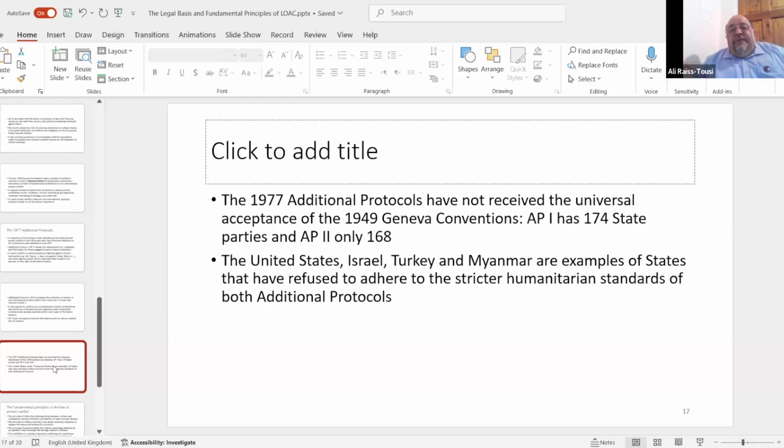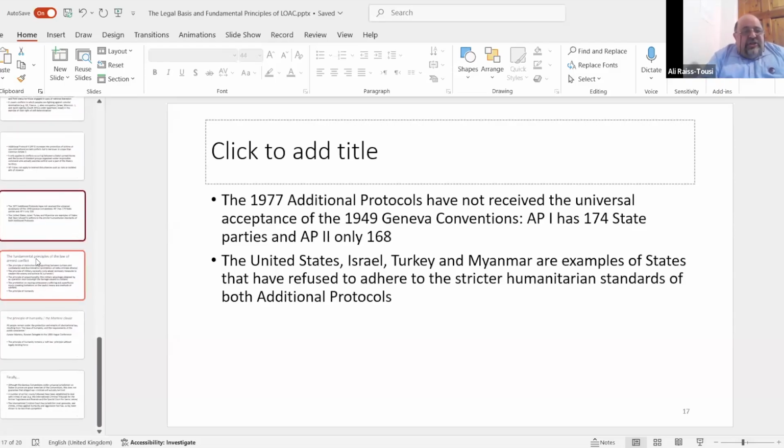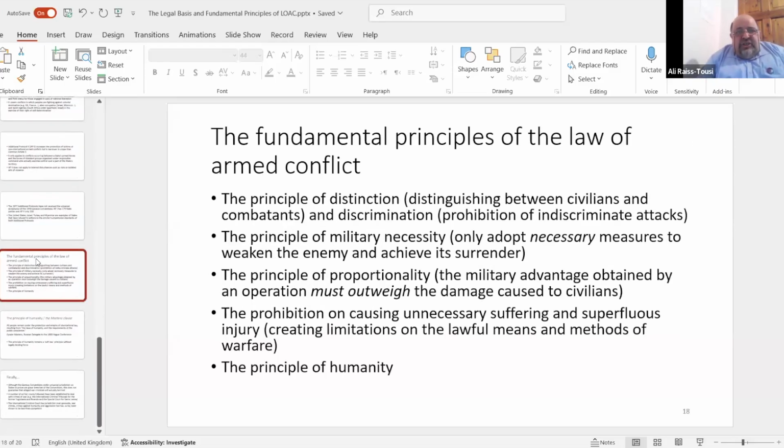And the states that refuse to accept are usually the states, I call them the rogue states, that violate international law. Examples here on the slide: United States, the government of Israel, the governments of Turkey and Myanmar. They're examples of states who have refused to accept the additional protocols, which tend to tie their hands behind their backs somewhat.